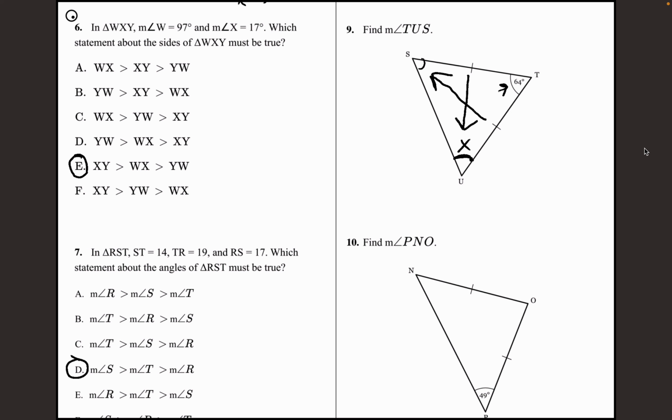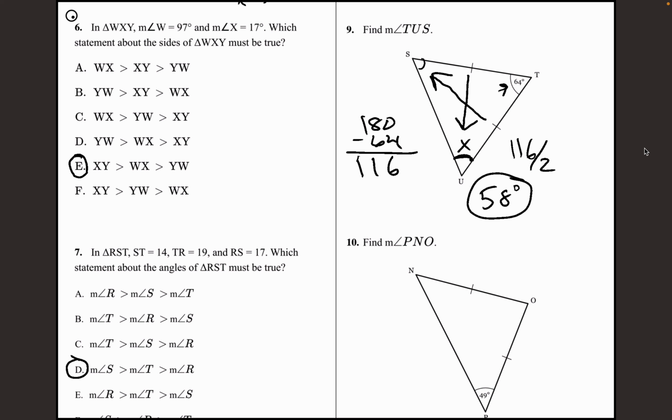Now, if T is 64, how do I find the value of those 2 angles? There you go. 180 minus 64. Who can tell me what that is? And then we're going to divide that by 2 because it's 2 congruent angles. So what's 116 divided by 2? All right, and there you go.